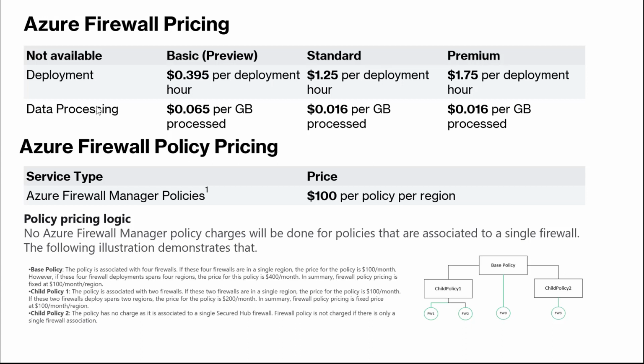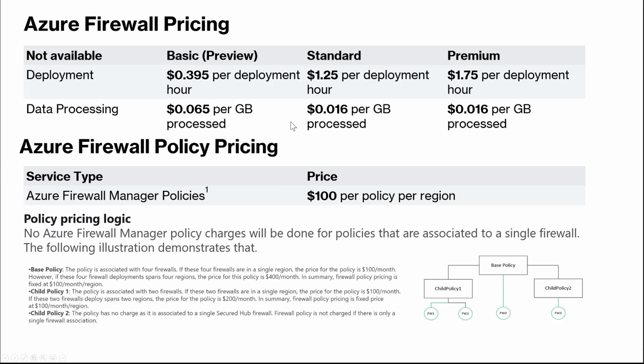But depending on which SKU you are using, you would probably use Azure Firewall policy. Keep in mind that if you are using a standard, you could use the conventional firewall rules. But if you happen to go the premium route, then you have to use Azure Firewall policy. You don't have the option of legacy firewall rules that you can use with the standard or basic, right? And depending on firewall policy pricing, it's $100 per policy per region. But there is a caveat here. If you read here, no other Firewall Manager policy charges will be made for policies that are associated with a single firewall.